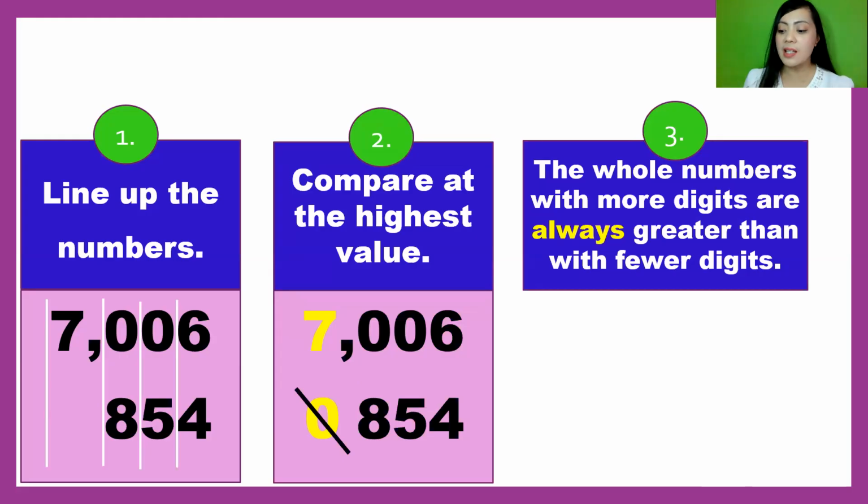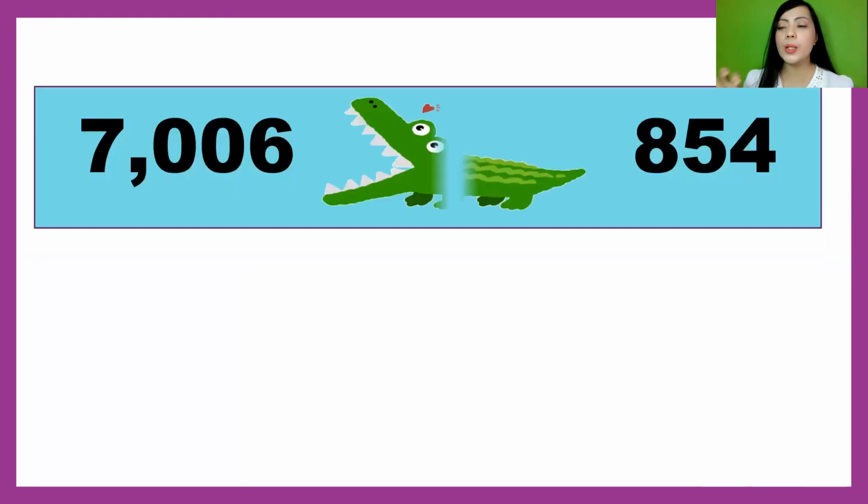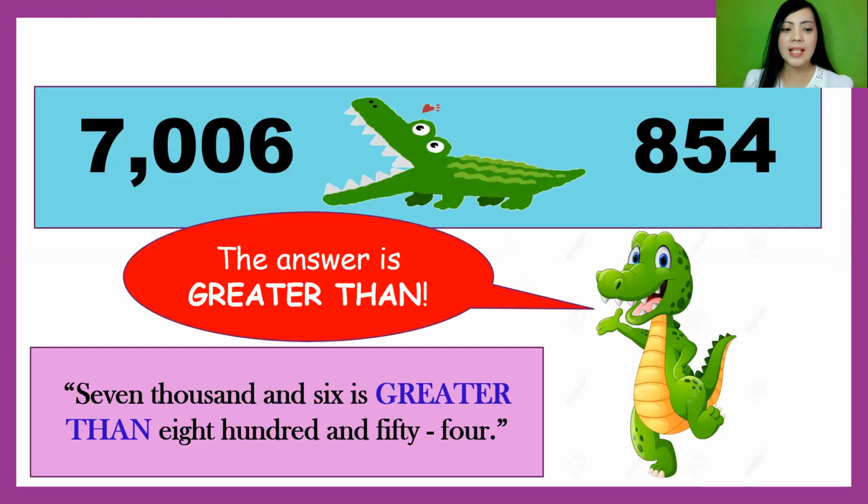So 7,006 has 4-digit numbers. 854 has only 3-digit numbers. So 7,006 will be eaten by the hungry alligator. So the answer is greater than. 7,006 is greater than 854.